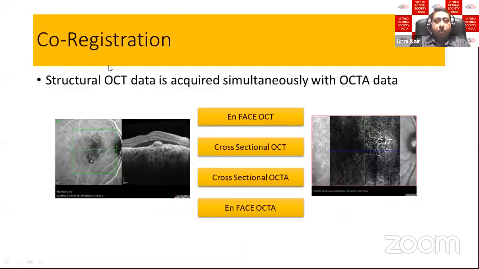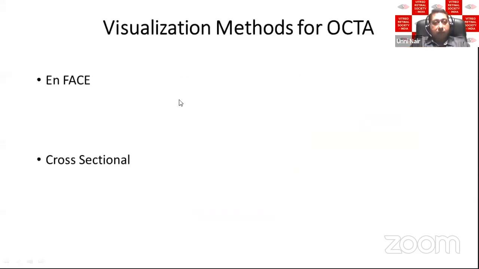Another important thing about OCT angio is what we call co-registration. When you do an OCT angio, this is the most important thing. You also get an en-face OCT, you get a cross-sectional OCT, you get a cross-sectional OCTA, and you get an en-face OCTA. We'll talk about the importance of correlating all these things later.